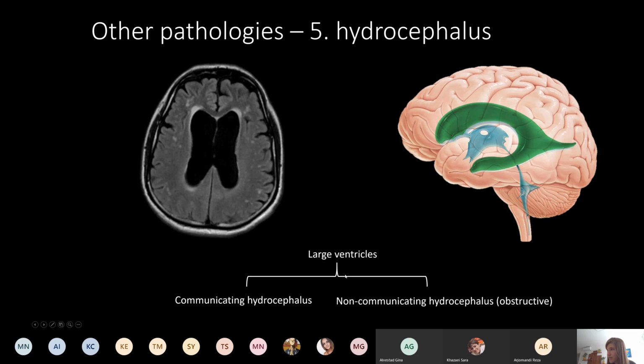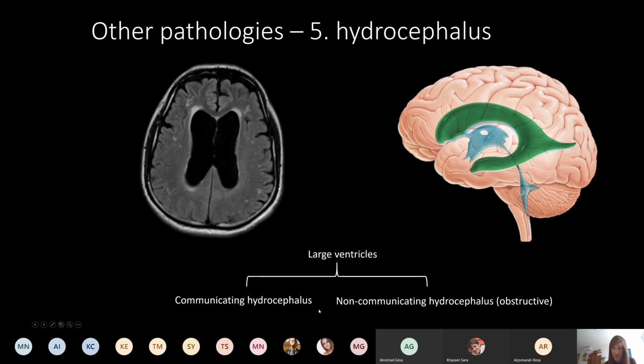And then there are two types of hydrocephalus. There is obstructive, we call this non-communicating hydrocephalus, and communicating hydrocephalus. When there's an obstruction anywhere in the ventricles, for example in the cerebral aqueduct because of a brain tumor, then all the ventricles before the occlusion enlarge, and everything later on the pathway doesn't enlarge. So that's when we call this obstructive hydrocephalus.